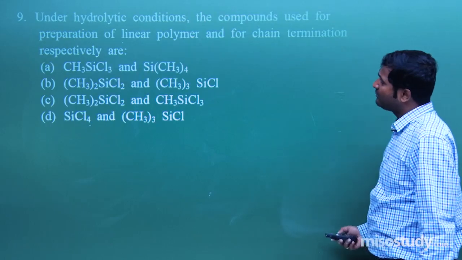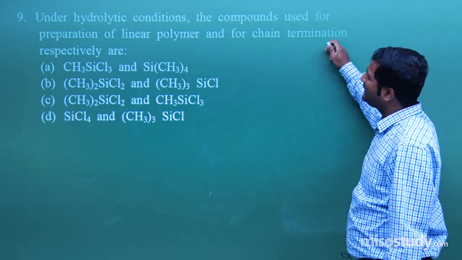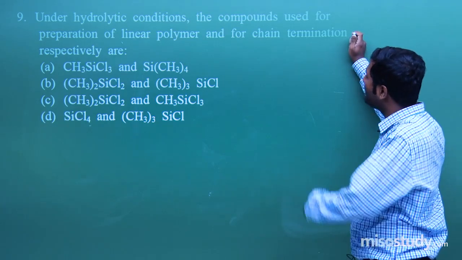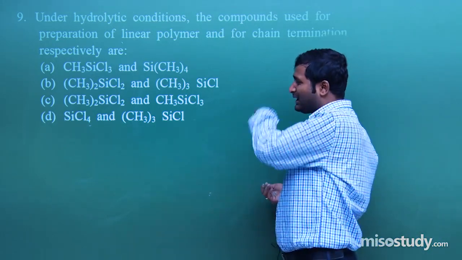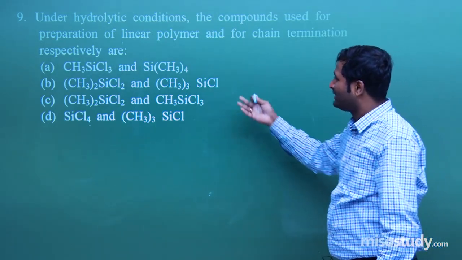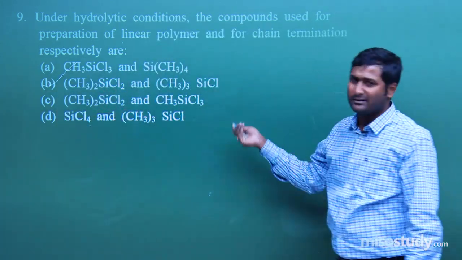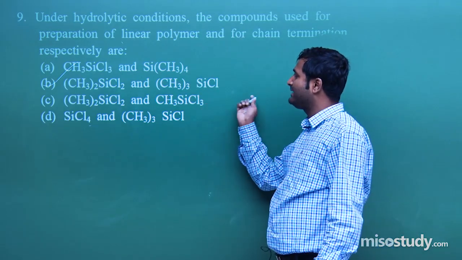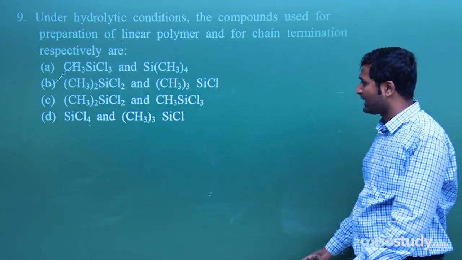Now the next part of the question is completely theory based. Under hydrolytic condition, the compound used for preparation of linear polymer and for chain termination in polymerization, you also have noticed it. This is the compound cyclic, that is (CH3)2SiCl2. This is completely theory based. You have to remember this. And (CH3)3SiCl. So for this question, B is the correct option.